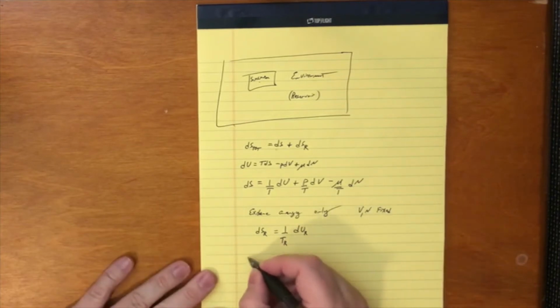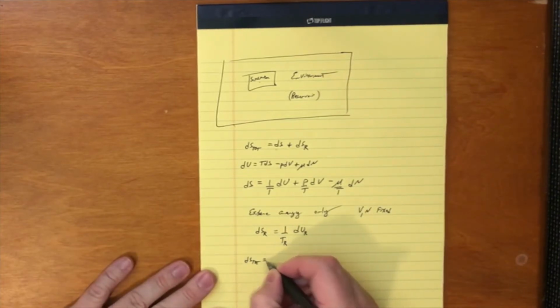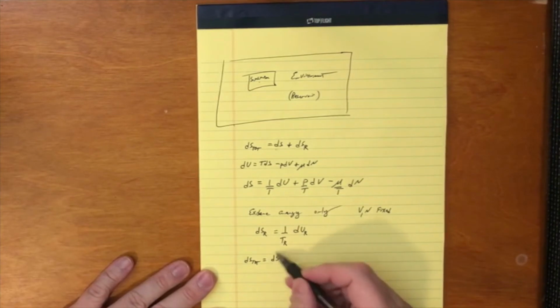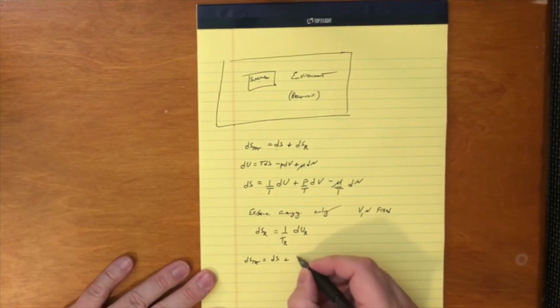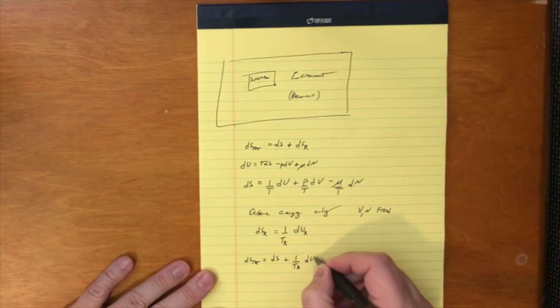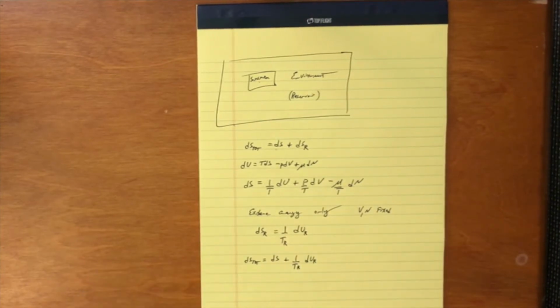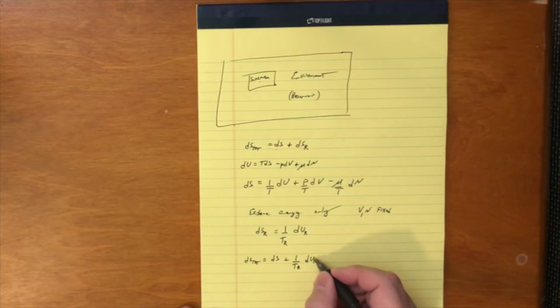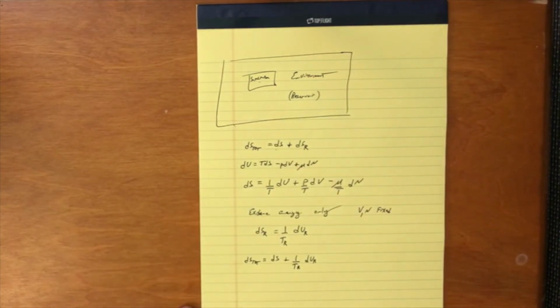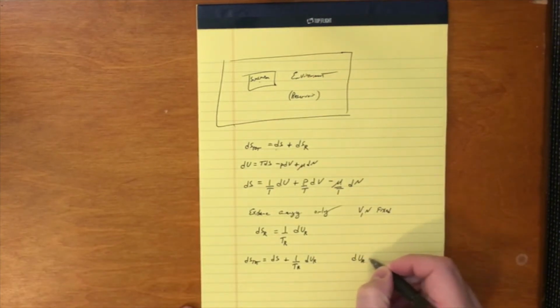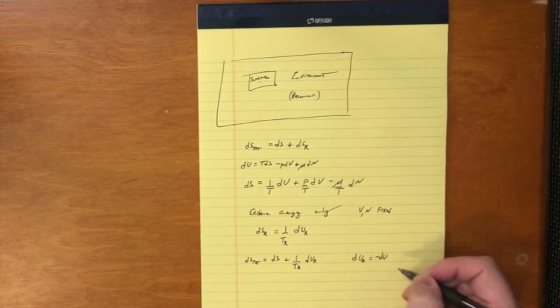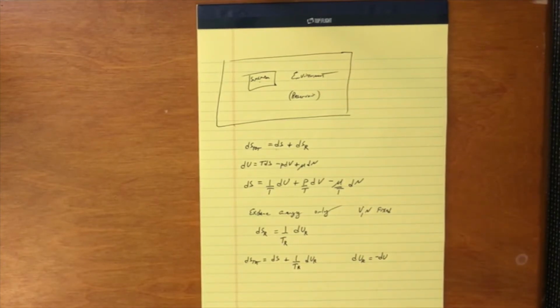And so the total entropy change will be dS, the change of entropy of our system, plus 1 over T_R dU_R. Well, any energy that enters our environment must have come out of our system, and so dU_R must be minus dU. And if our system and our environment are in thermal equilibrium, then their temperatures will be the same.